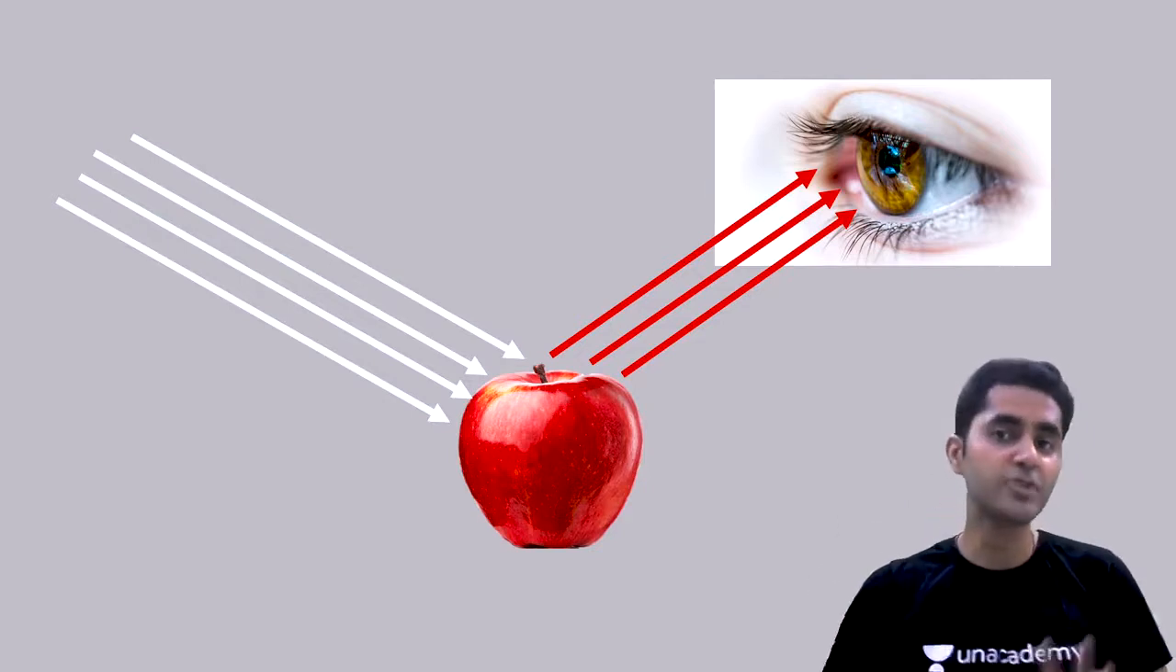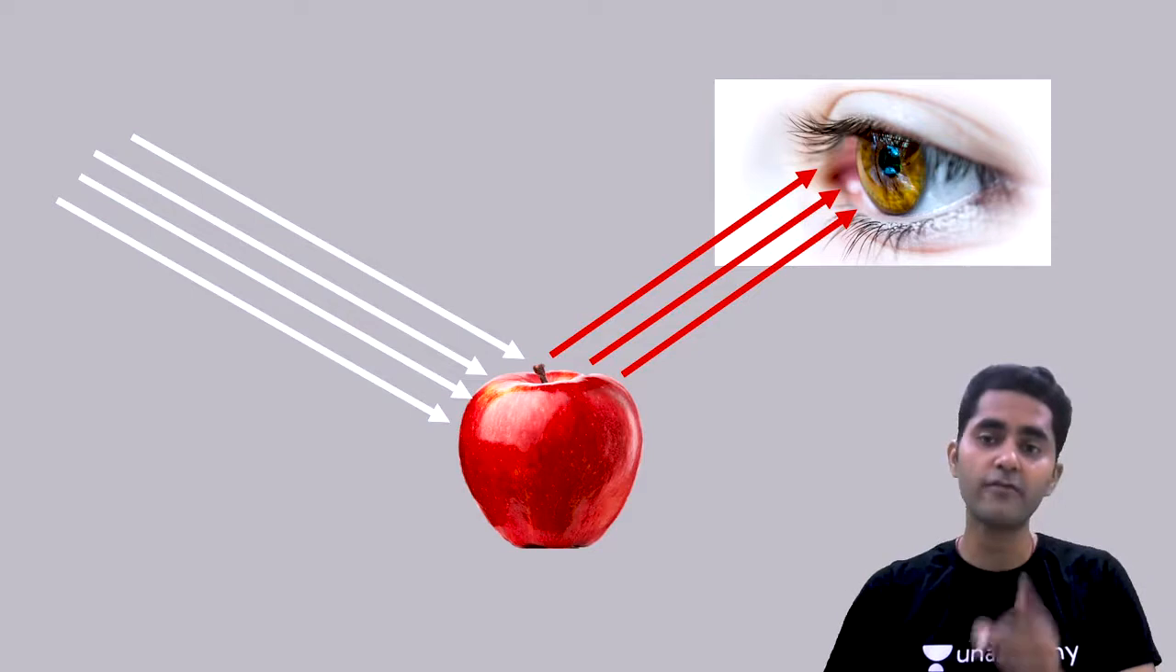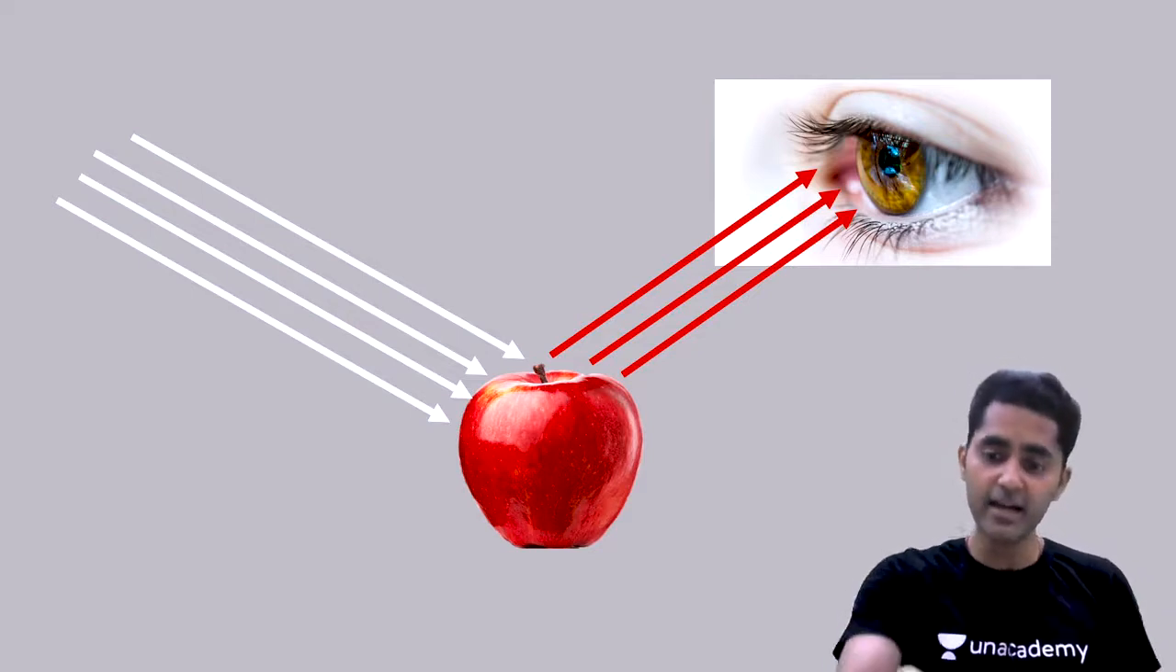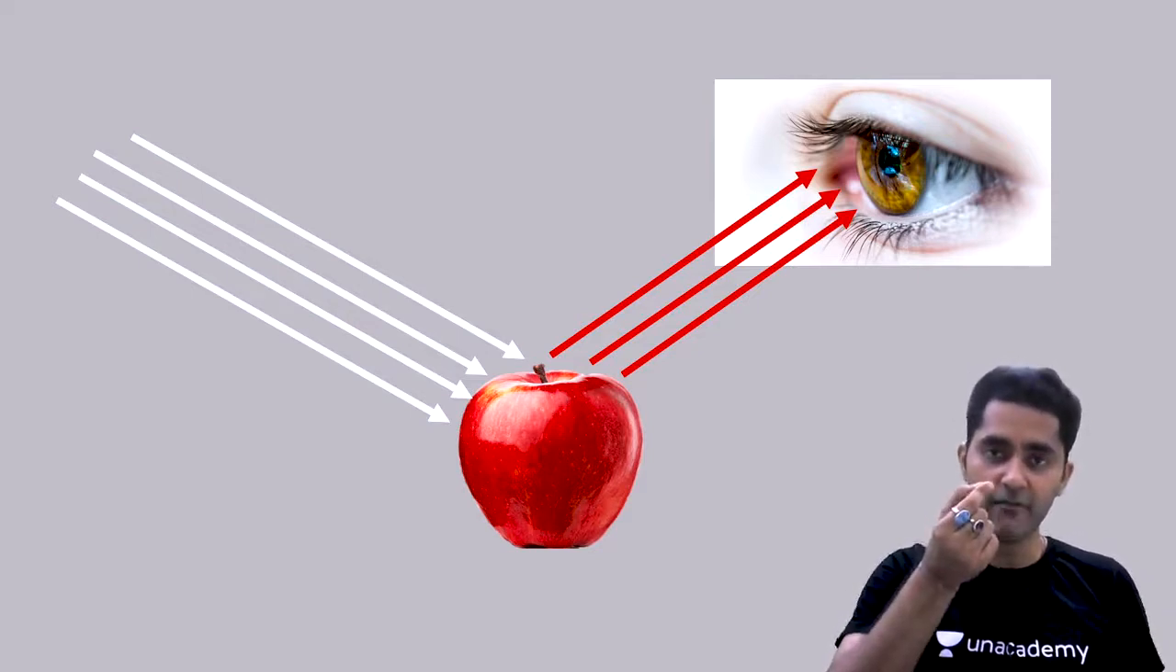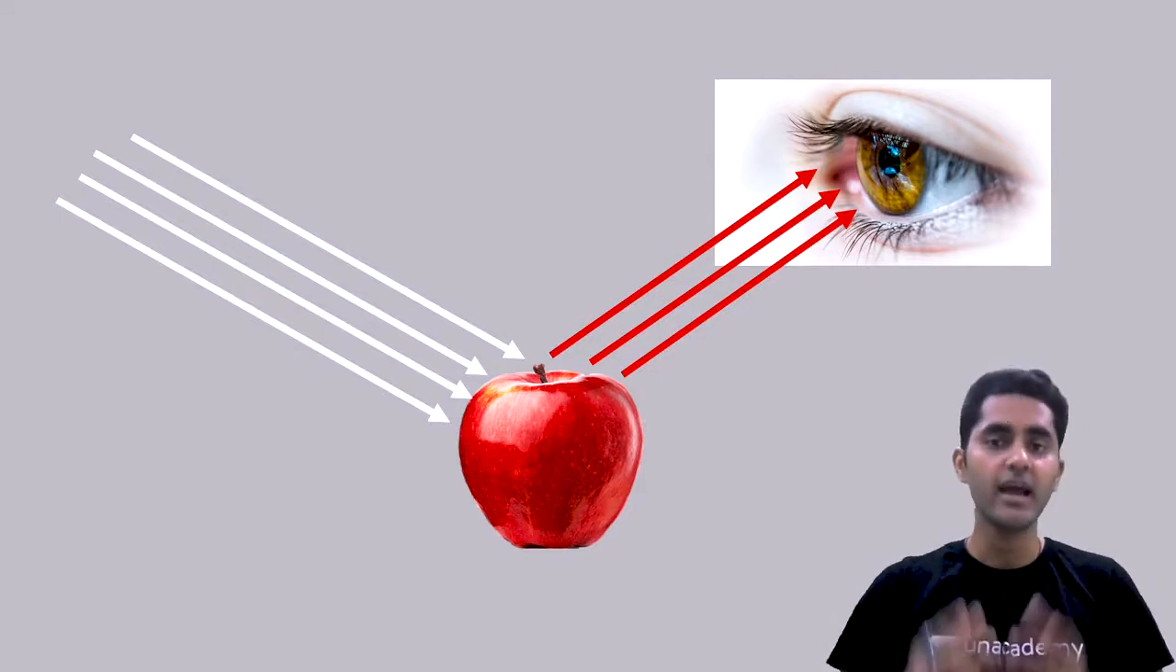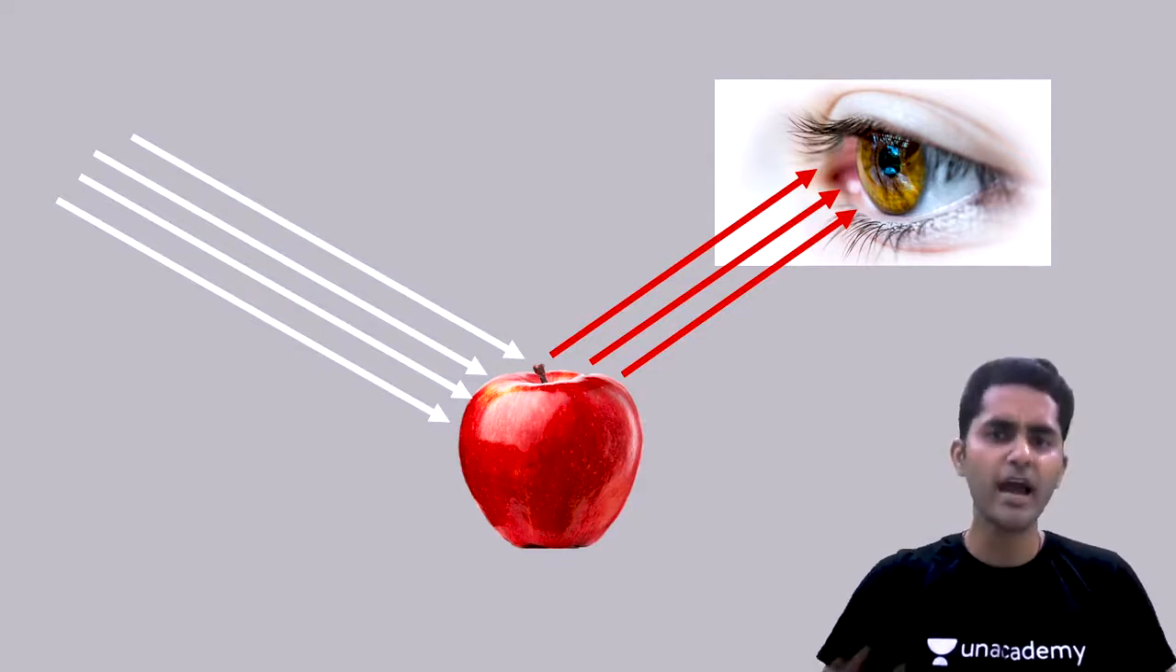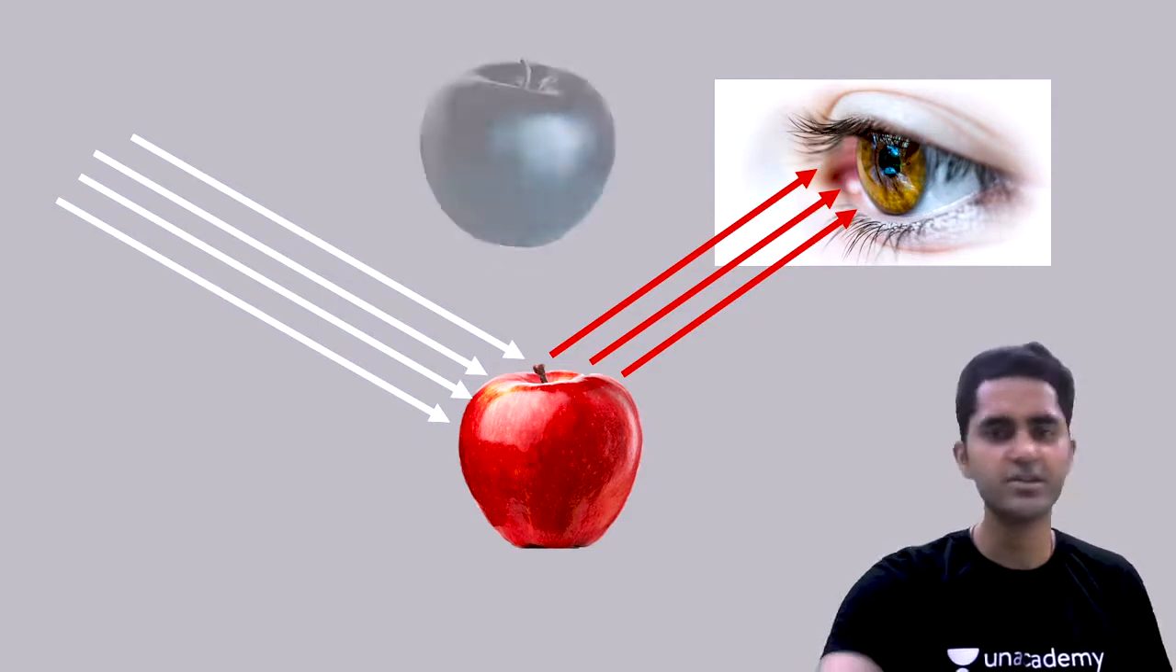So the apple is actually not red. The color is of that red light that reflects from the apple, goes into your eyes, and that's why you see the apple to be red. Actually, the apple doesn't have any color, it is just black.